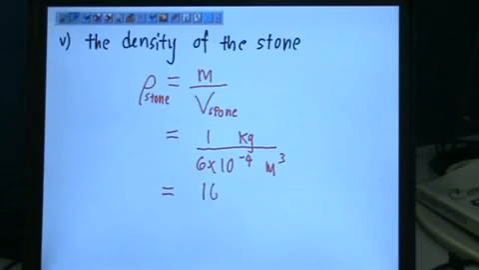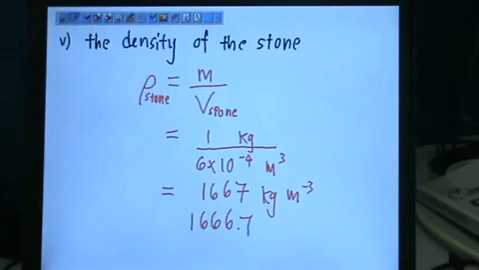So with this in mind, you have 1667 kg per meter cube. Okay, if you give me 1666.7, I would accept also. But don't give me too many. Maximum 2. 166.67 or 166.7.